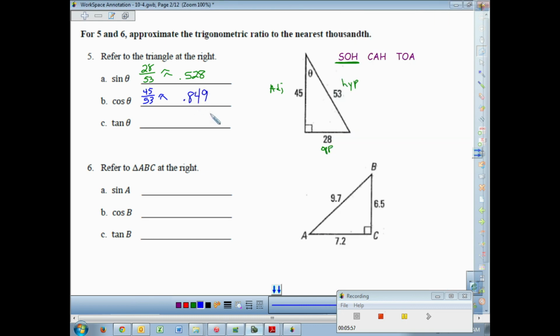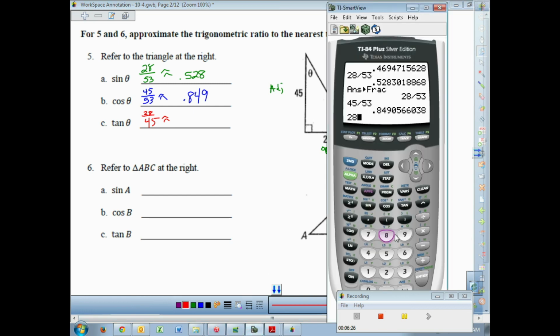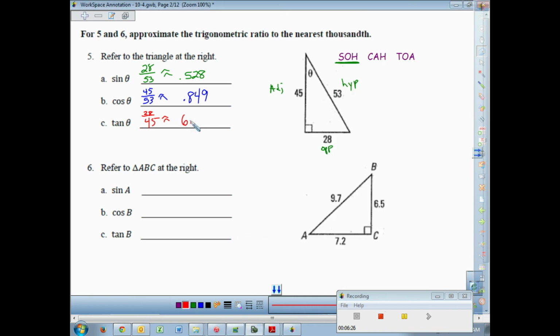So 0.849, and the tangent, opposite over adjacent. 28 over 45. About 0.622, since we're rounding to the nearest thousandth, if I can speak correctly. Y'all good with that?